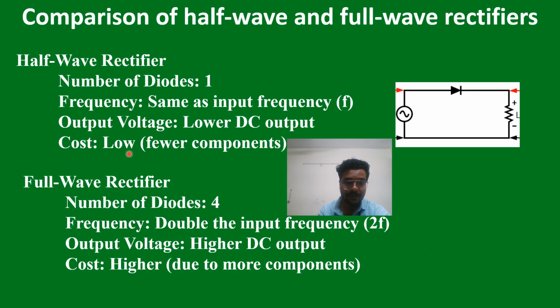But in case of the full wave rectifier, as we have seen, we are using four diodes and the frequency is double the input frequency because we are getting two pulses per cycle, so the time period will be half and the frequency will be doubled. The output voltage will be higher for the full wave rectifier circuit, as there are two pulses per cycle, and definitely the cost will be higher because we are using four diodes.